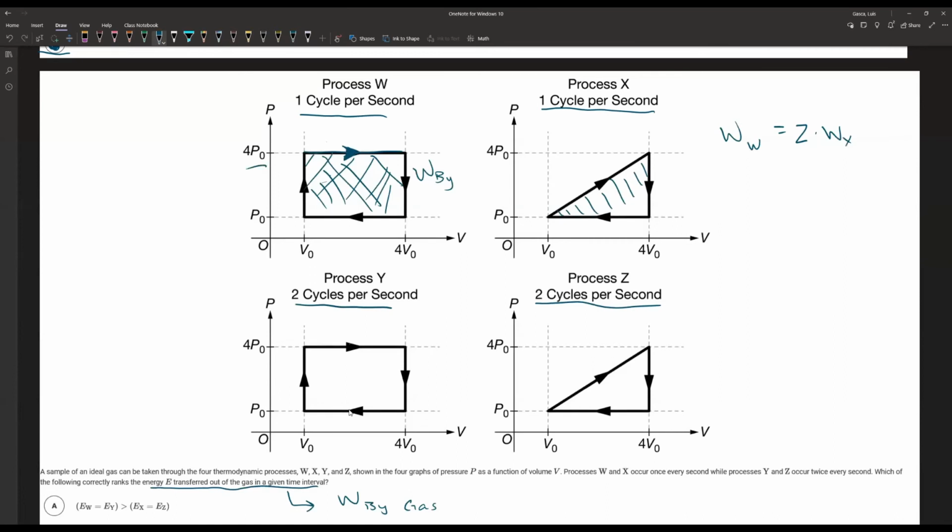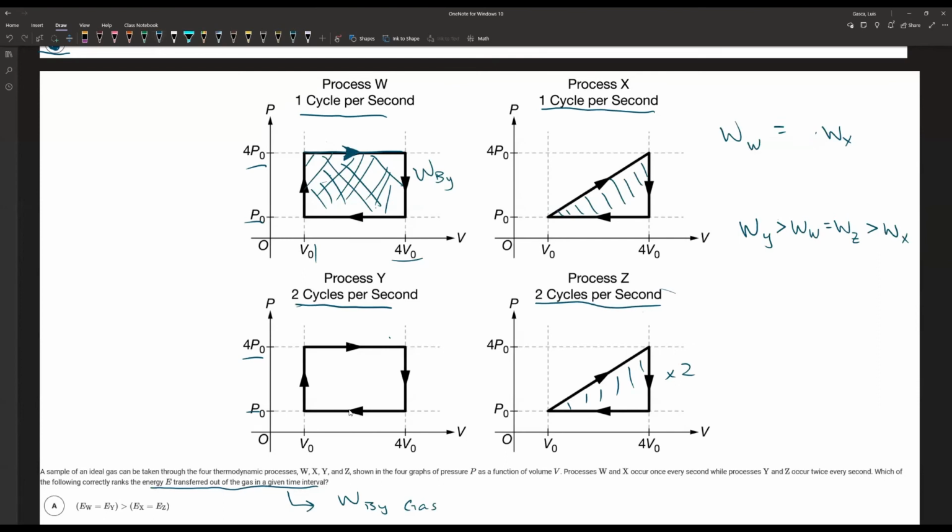In process Y, we have the same pressure difference and the same volume difference, but this time it's occurring twice as fast. So what we see here is that the work from process Y is going to be greater than the work from process W. Now, if we look at process Z, sure, it has half the area as these cycles on the left, but it occurs at twice the rate. So it turns out that the work from process Z is going to equal the work from process W. And those will be greater than process X.